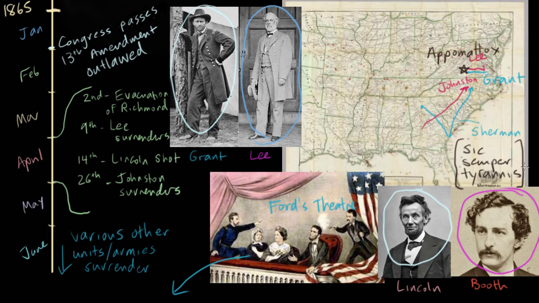The rest of the assassination plot from that evening mostly failed. One of the conspirators, Lewis Powell, did manage to get into William Seward's house and stab him. He did not succeed in killing him, but he did wound Seward very badly. The rest of the assassination plots did not come to fruition whatsoever.